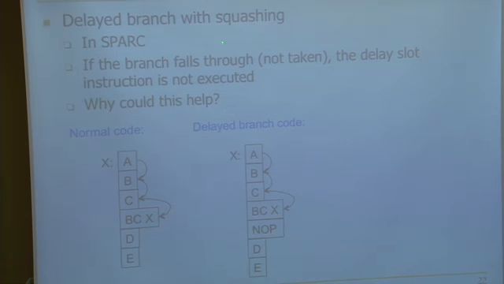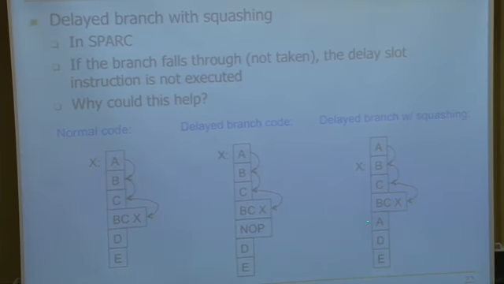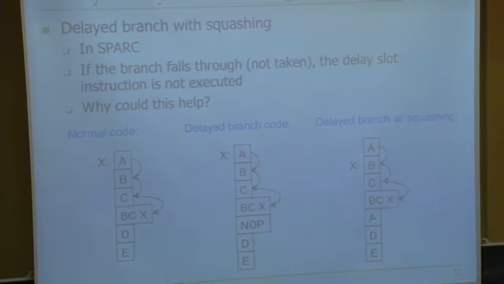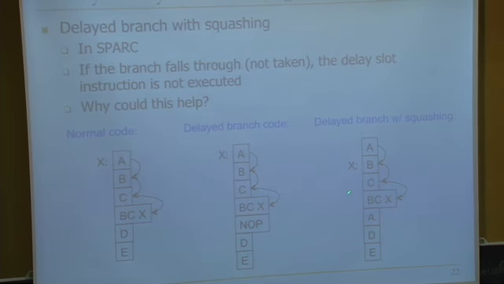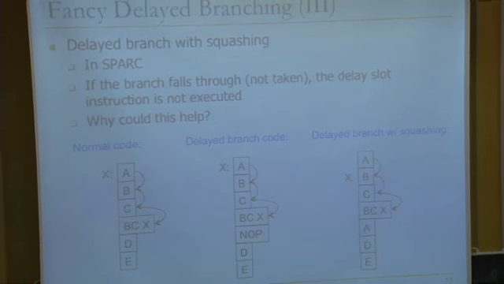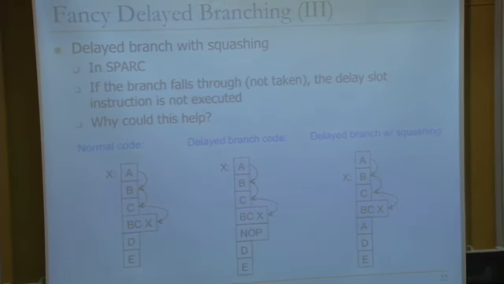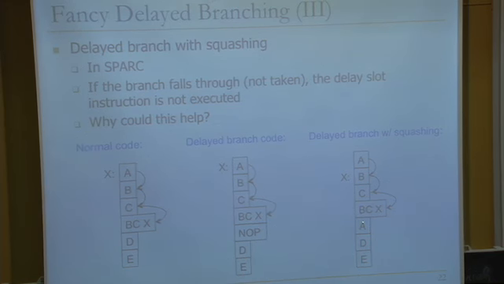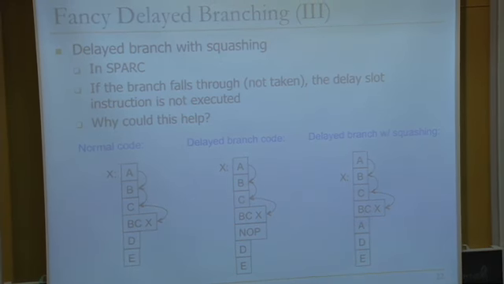But if you had delayed branch with squashing, you could put A here, right? If the branch is taken, A will be executed, and since A is in the delay slot, it's already executed. If the branch is not taken, the instruction in the delay slot is squashed automatically. Does that make sense? So this is, in a sense, kind of like compiler-directed branch prediction. You're squashing the instruction if the branch is not taken. But this enables the compiler to fill this delay slot more effectively when you have a loop like this. Okay?